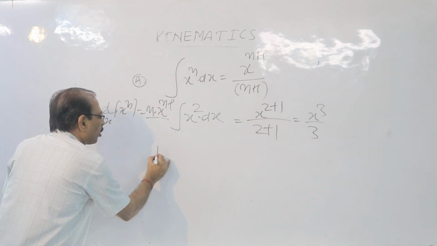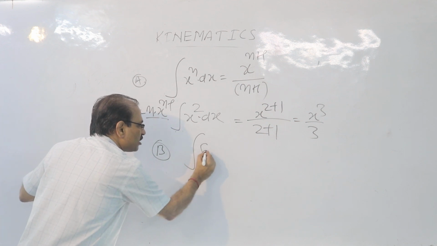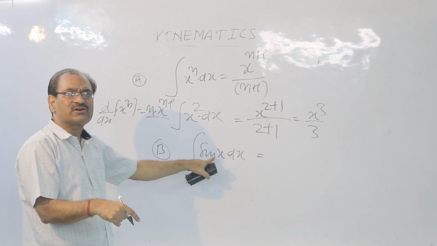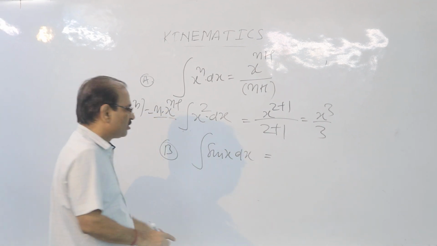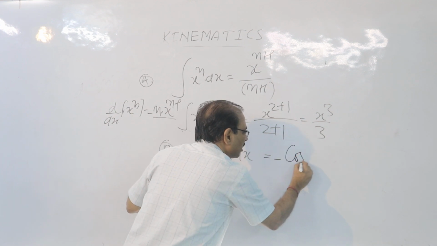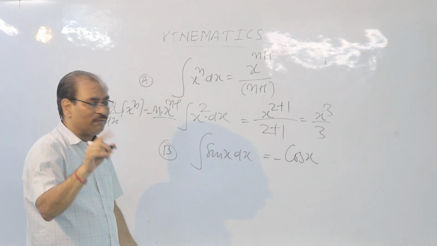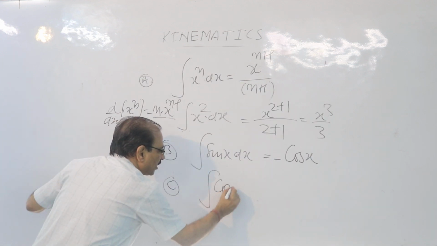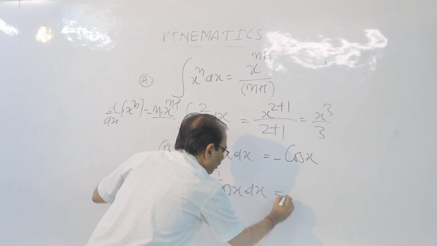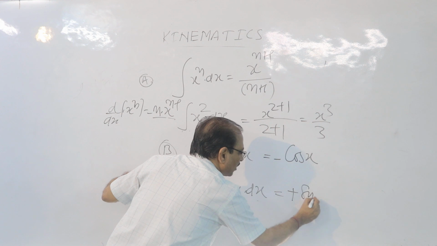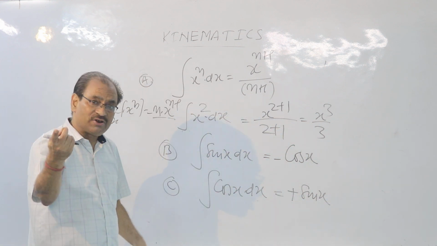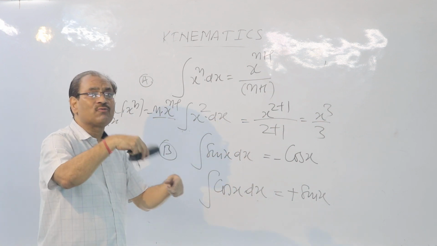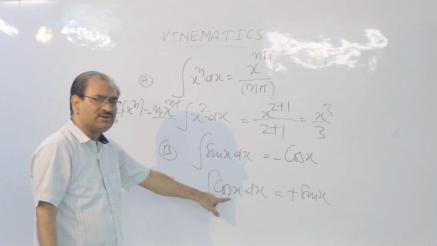Now let us come to formula number 2. This is integration of sin x dx. It means integrate sin x, function is sin x, with respect to x. Our answer will be minus cos x. Remember this formula forever. Minus is here. And finally number C, integration of cos x dx. Our formula will be plus sin x after integration. If you remember, in differentiation they were opposite. d upon dx of sin x used to be cos x and d upon dx of cos x used to be minus sin x. But here these are the things.